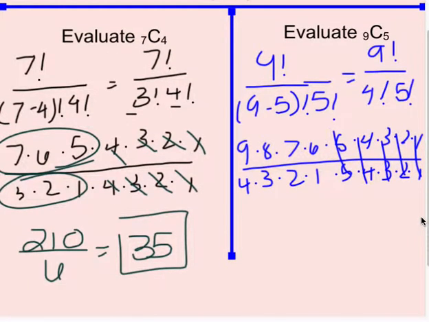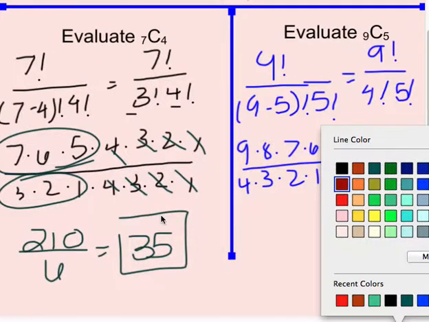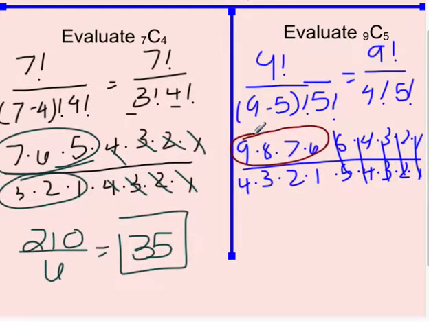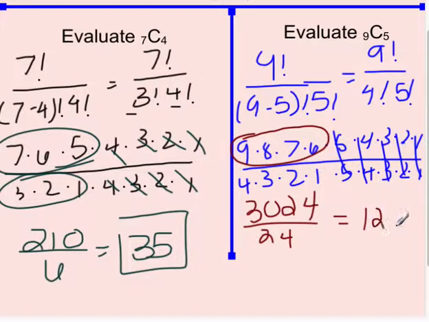And now we're going to multiply out the top. So first and foremost, we're going to do 9 times 8 times 7 times 6. And that's going to give us 3,024. And then we're going to do 4 times 3 times 2 times 1, which is going to give us 24. So then you're going to take 3,024 and divide that by 24, and you end up getting 126. So 9 choose 5 is 126.